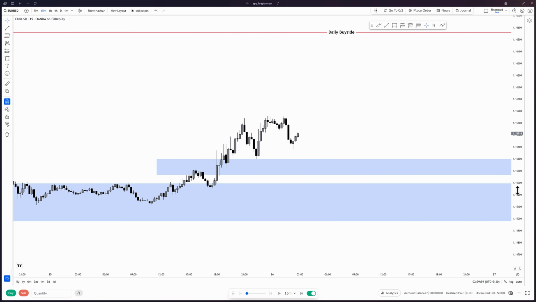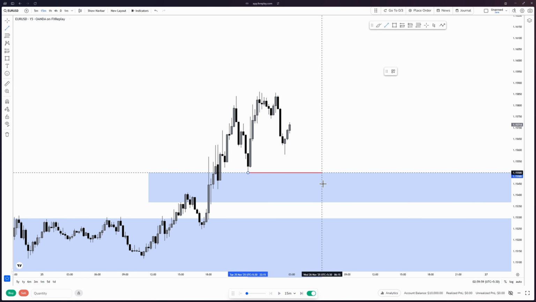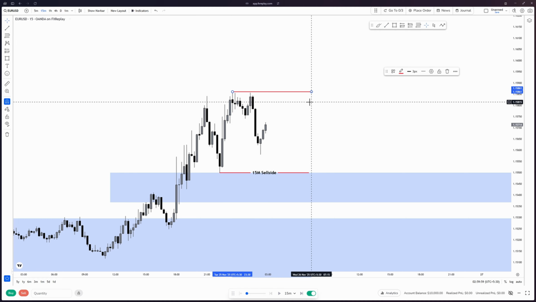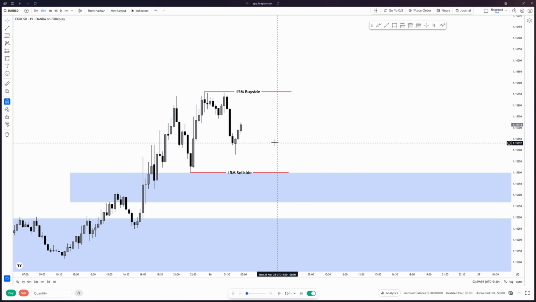Here I can see sell-side liquidity resting on this 4-hour fair value gap, so I will mark this out. I also have a 15-minute buy-side liquidity above. But the most important rule is that I have to only trade during the New York session, so let's wait for the New York session to open.